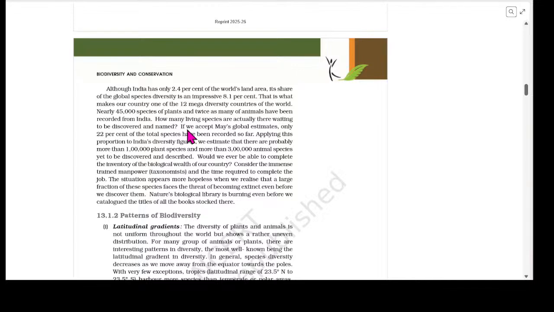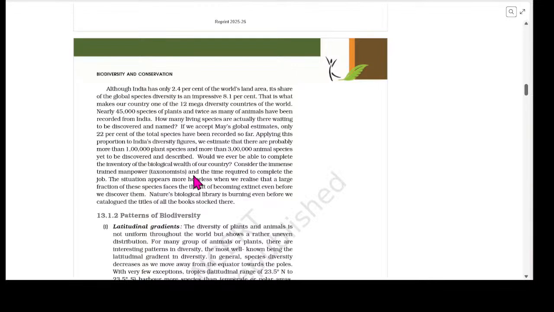If we accept May's global estimates, only 22% of the total species have been recorded so far. Applying this proportion to India's diversity figures, we estimate that there are probably more than 1 lakh plant species and more than 3 lakh animal species yet to be discovered and described. Would we ever be able to complete the inventory of the biological wealth of our country?